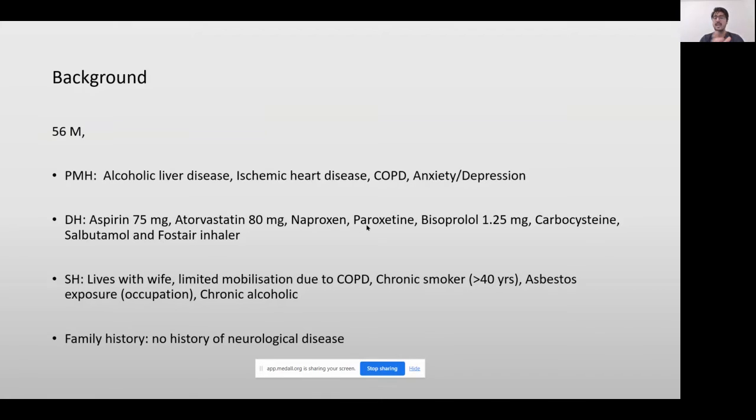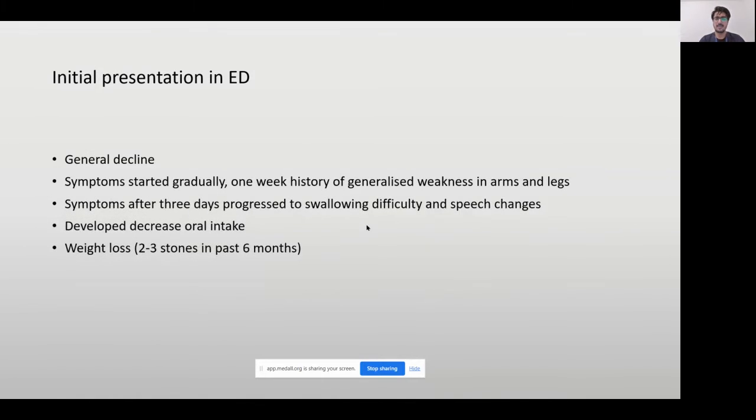So basically, this guy who has chronic alcoholism, is on statins, and has COPD, with no family history of neurological disorder, came directly to the emergency department. The reason for the initial presentation was general decline. Symptoms were basically weakness in arms and legs. As we all see in our emergency department, the reason for coming to the hospital most of the time is generalized weakness. There's no specific weakness, it's a generalized weakness.